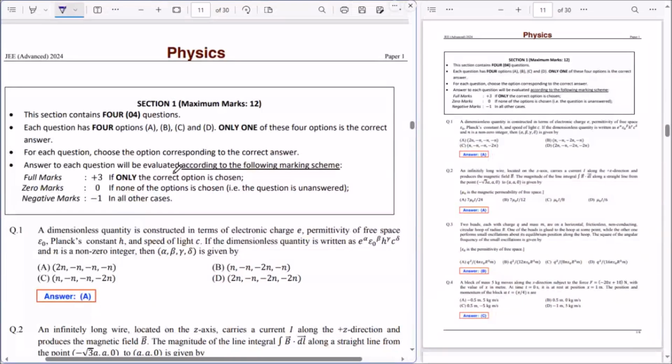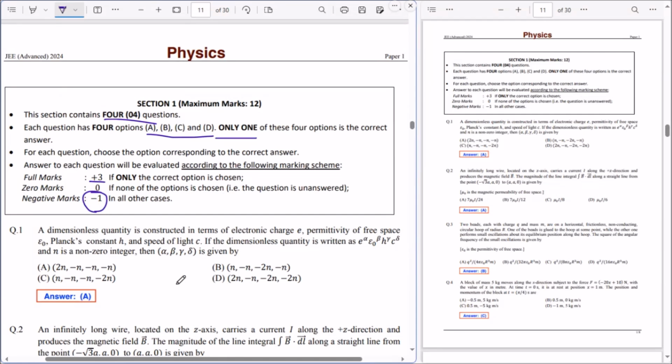The maximum marks for section 1 is 12 marks. Let us see section 1. This section contains 4 questions and the options given will be A, B, C and D, and out of these 4 options only one option will be the correct option. If you choose the correct option, then only you will get plus 3 marks. If you do not answer, you will not get any marks. However, if you choose a wrong answer, you are going to lose minus 1 mark. Let us see the questions.